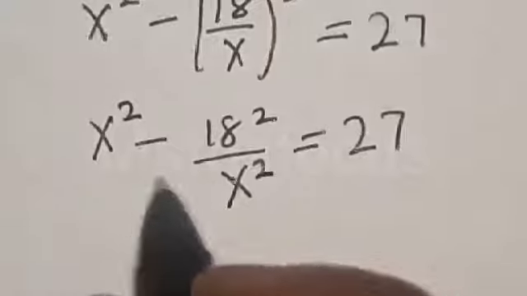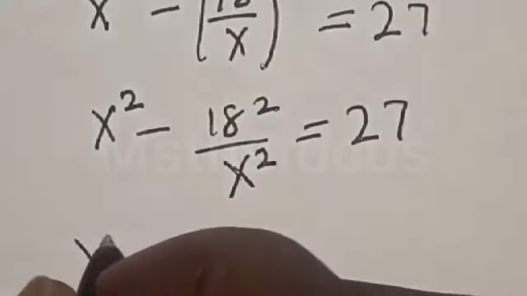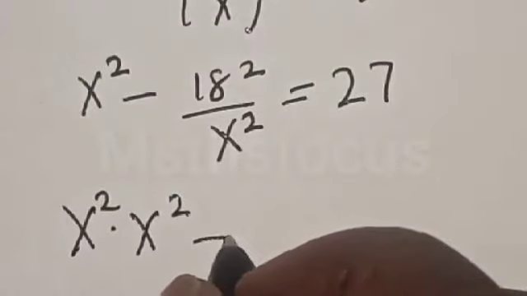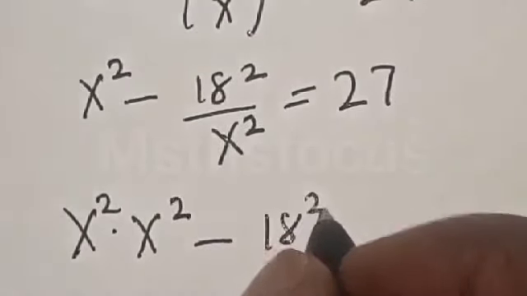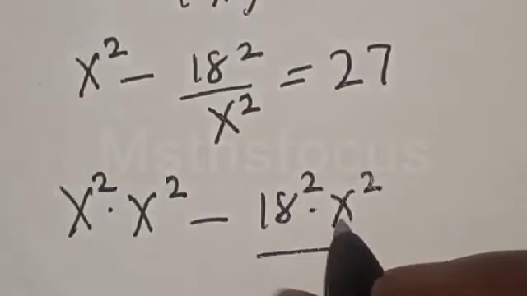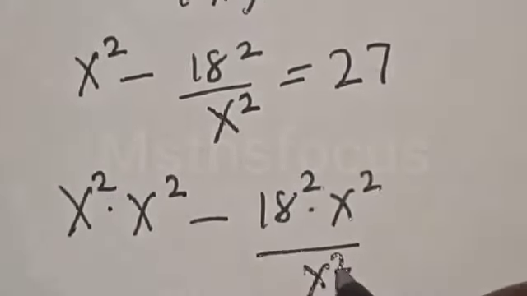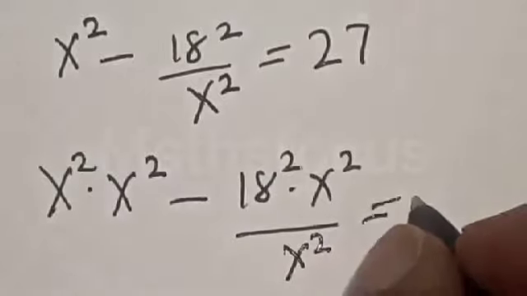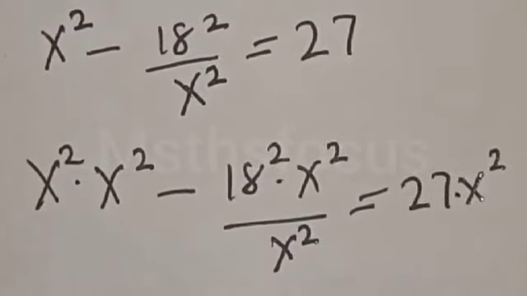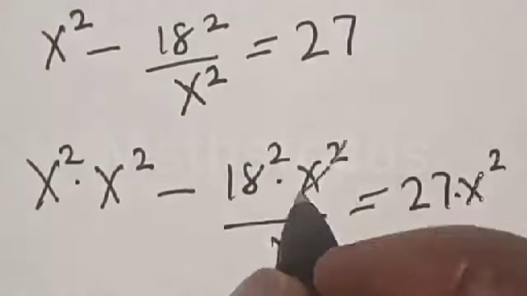Now let's multiply all through by x squared. x squared multiplied by x squared, minus 18 squared multiplied by x squared divided by x squared, is equal to 27 multiplied by x squared. Now this x squared will cancel this x squared.